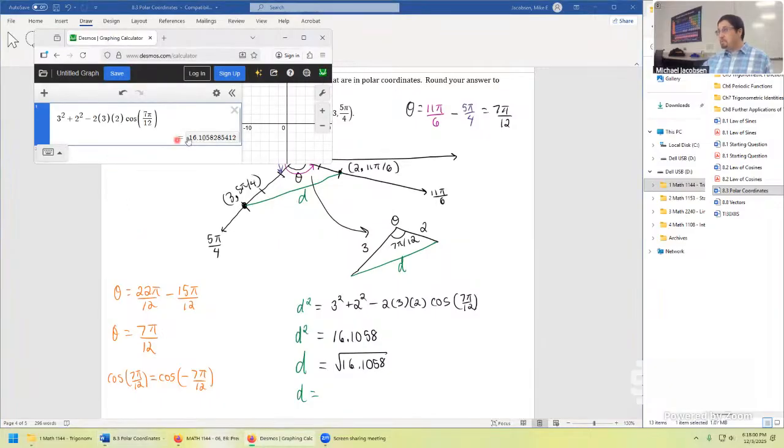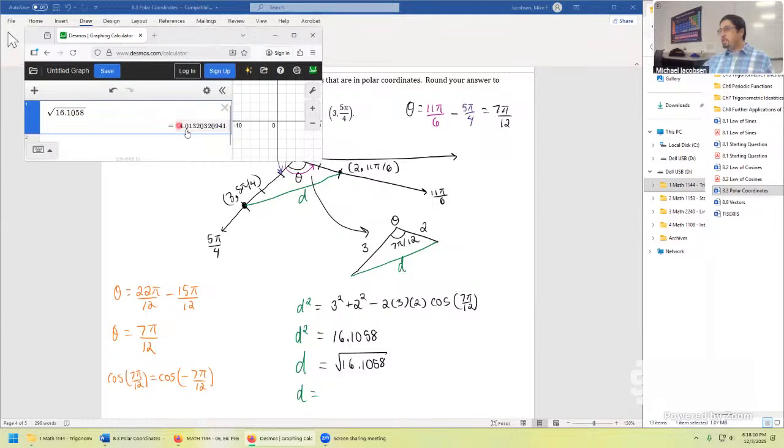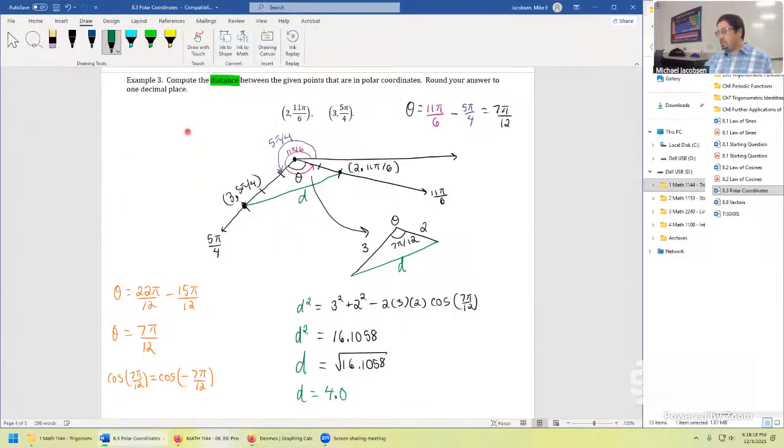Once we abuse the calculator a little bit further, it's square root 16.1058. And we're rounding to 1 decimal place. That would round out to 4.0. So the distance between those two polar coordinate points is not exactly 4. Putting in the 0.0 is just a reminder that we did round it. It's close to that after rounding.